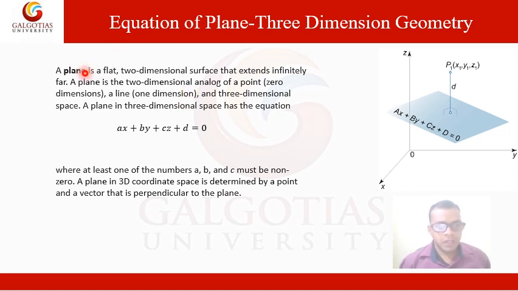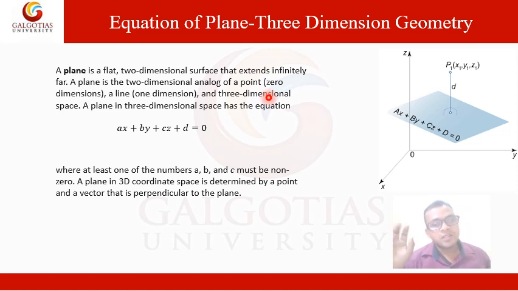So, what is a plane? A plane is a flat, two-dimensional surface that extends infinitely far. It is the two-dimensional analog of a point, which is 0 dimension, a line, which is 1 dimension, and 3-dimensional space. So a plane in 3-dimensional space has an equation that contains three variables.